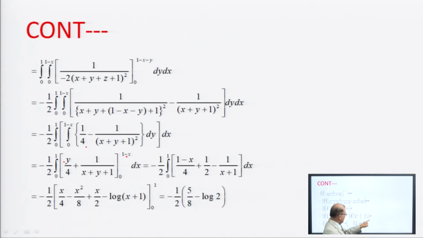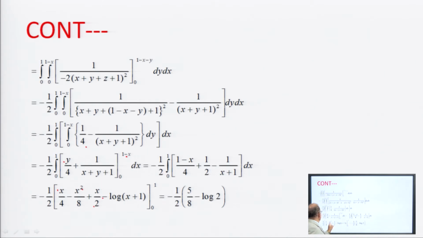We integrate at last with respect to x, and we get x by 4, x square by 8, plus x by 2, minus 1 plus log x plus 1. Substituting the limit, x varying from 0 to 1, upper limit x is equal to 1, we get 1 by 4, minus 1 by 8, plus 1 by 2, minus log 2 here.